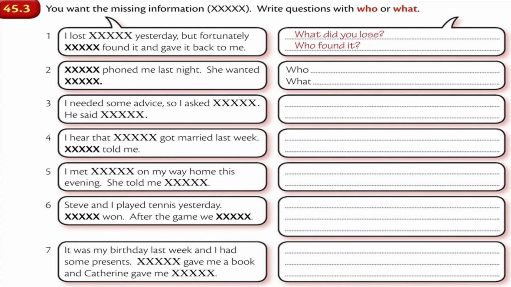Number 5. I met somebody on my way home this evening. She told me something. Who did you meet? What did she tell you? Number 6. Steve and I played tennis yesterday. Somebody won. After the game, we did something. Who won? What did you do after the game?